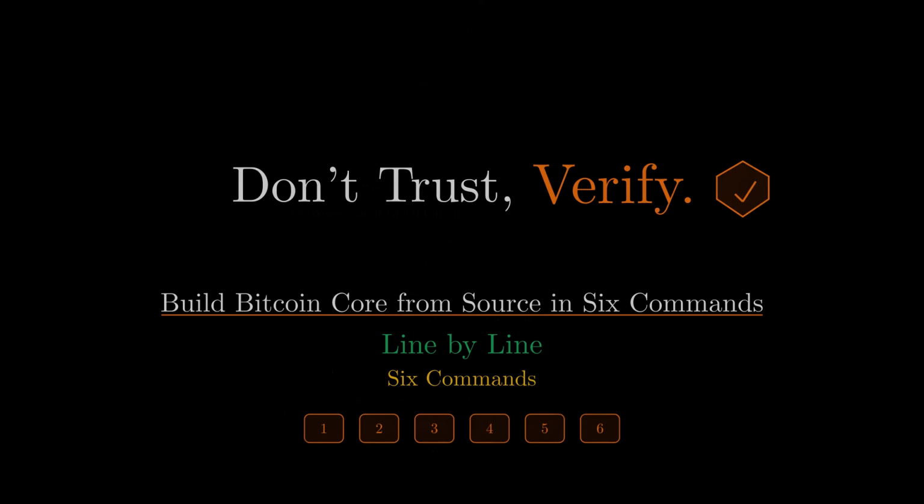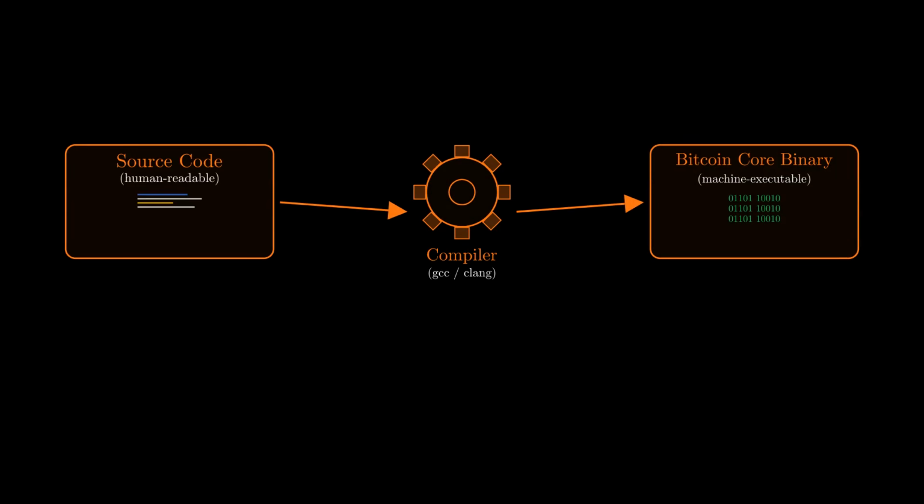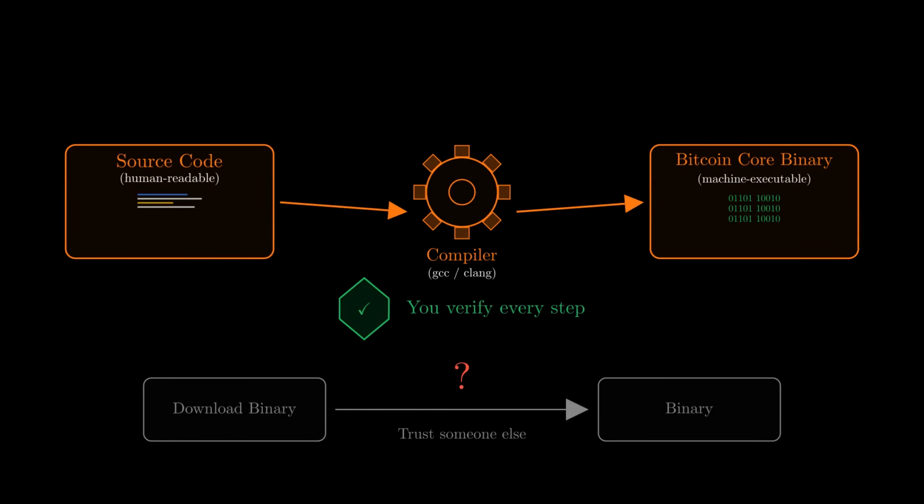Two key terms before we begin. Source code is the human-readable text that makes up a program, the instructions a developer writes. A binary is the compiled, machine-executable version of that program. Compilation transforms one into the other. Building from source means you control that transformation. Let's start by getting the code.